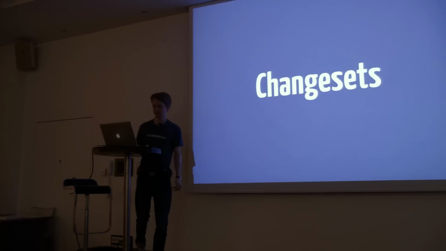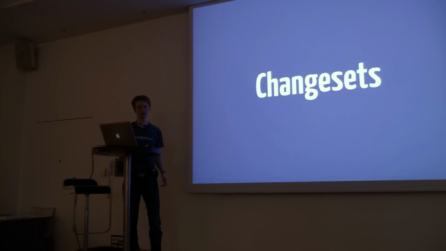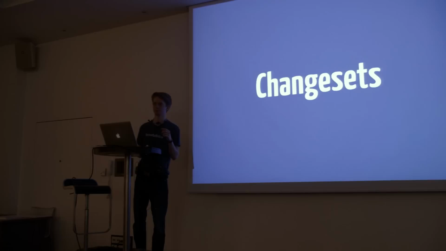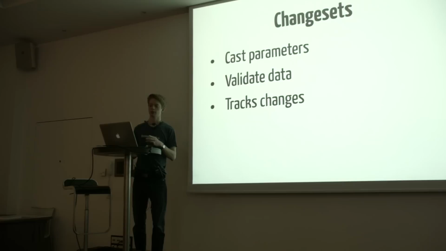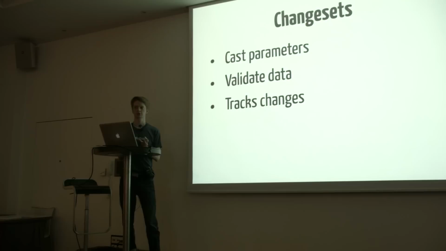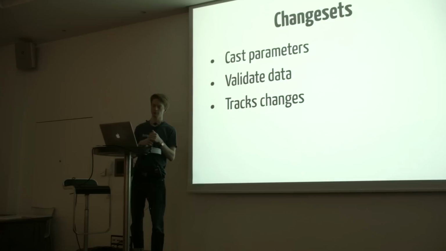Next one we have change sets. Change sets is how we take external data and persist it. So a change set does three major things. It casts external parameters. So for example, if you have a web app, all the input, all the parameters could be strings if you have like GET parameters. So we can cast those strings to the field on the model where we want to persist that. So if there's an ID, for example, we can cast a string to the integer in that field, right?